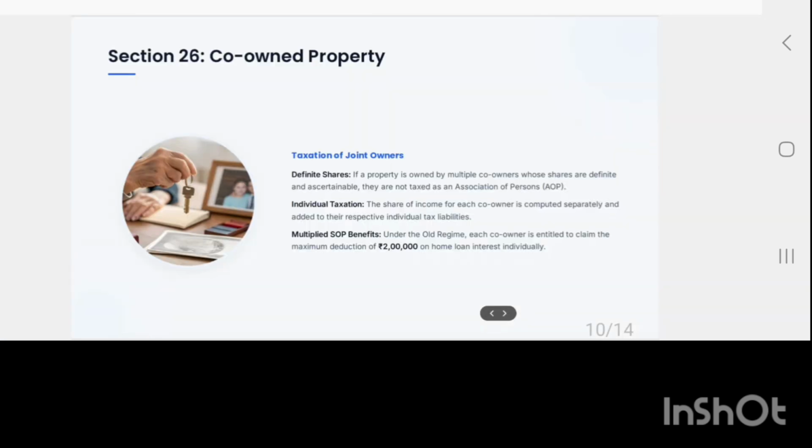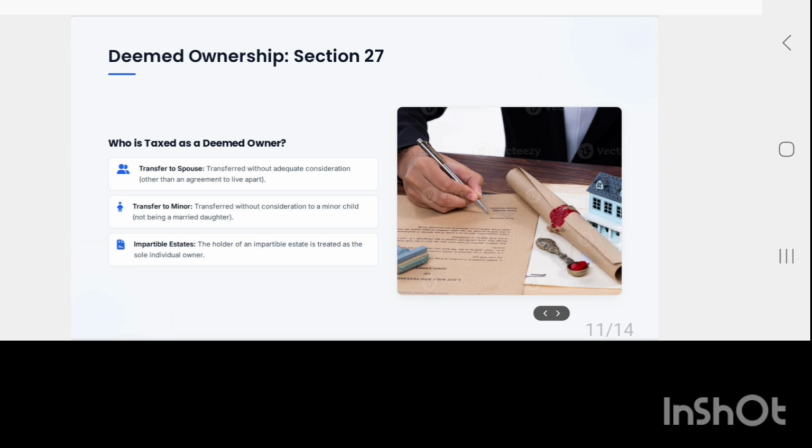Under section 26, for co-owned property, if a property is owned by multiple co-owners whose shares are definite and ascertainable, they are not taxed as an association of persons. Instead, it is considered as individual taxation.